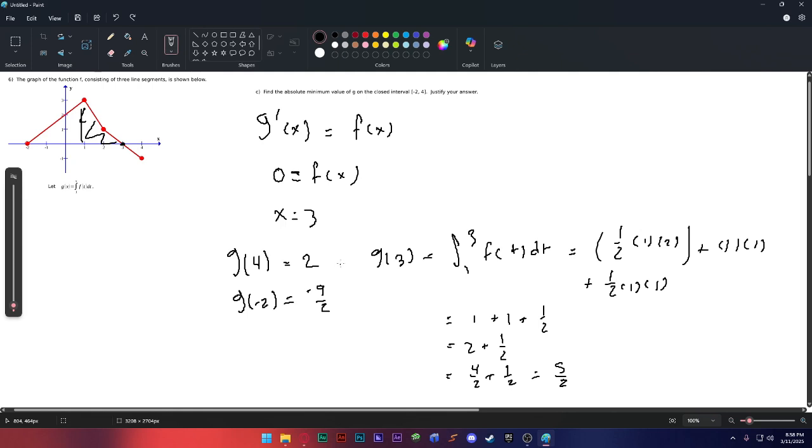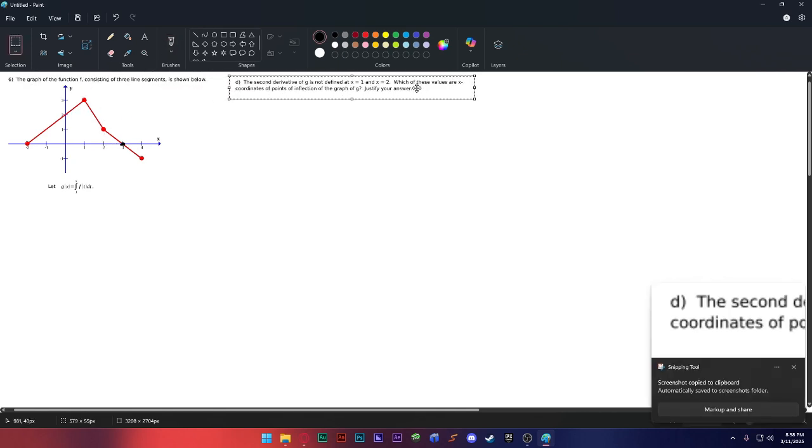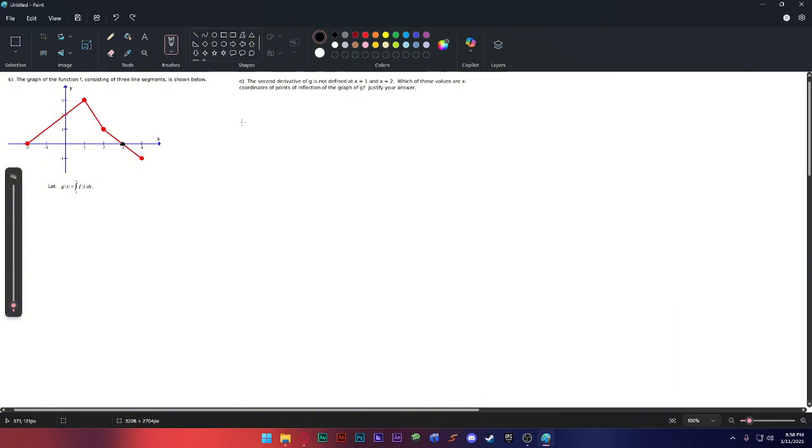So now that we have all of our answers, what number is the smallest? Because we're being asked for the absolute minimum value. So because g of -2 is our only negative number here, this is our absolute minimum value: g of -2 equals -9/2. Okay, now D is a very hard problem. But what I know for certain is that the answer is x equals 1 because I asked Mr. Torres and he told me, yeah, that was the answer. So let's just try our best to prove why.